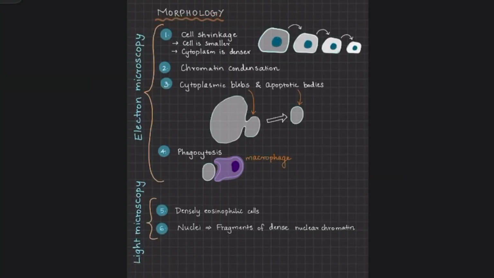Coming to the morphology of apoptosis, electron microscopy findings include cell shrinkage. The cell will become smaller in size and the cytoplasm will become denser. Chromatin condensation, cytoplasmic blebs and apoptotic bodies. A part of the cell will project out and this is called a bleb, and this bleb will get pinched out from the cell to form an apoptotic body. You can also see phagocytosis of the apoptotic bodies by macrophages. Light microscopy findings include densely eosinophilic apoptotic cells and nuclei which appear as fragments of dense nuclear chromatin.